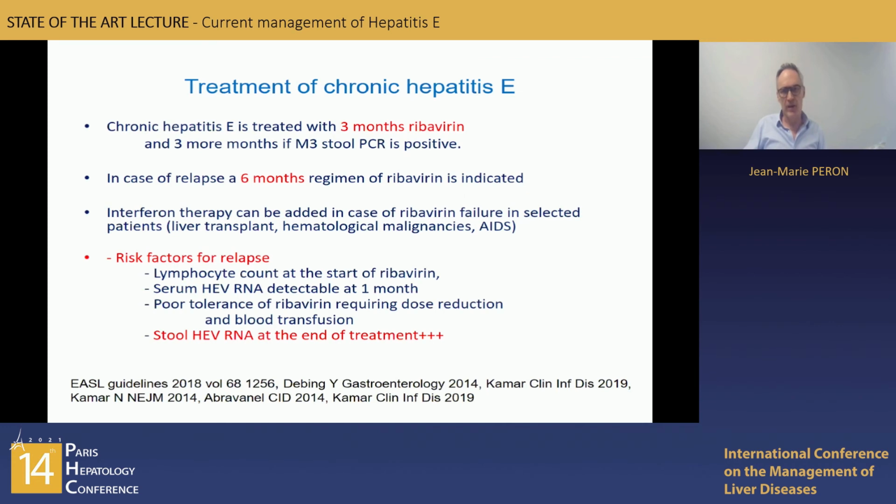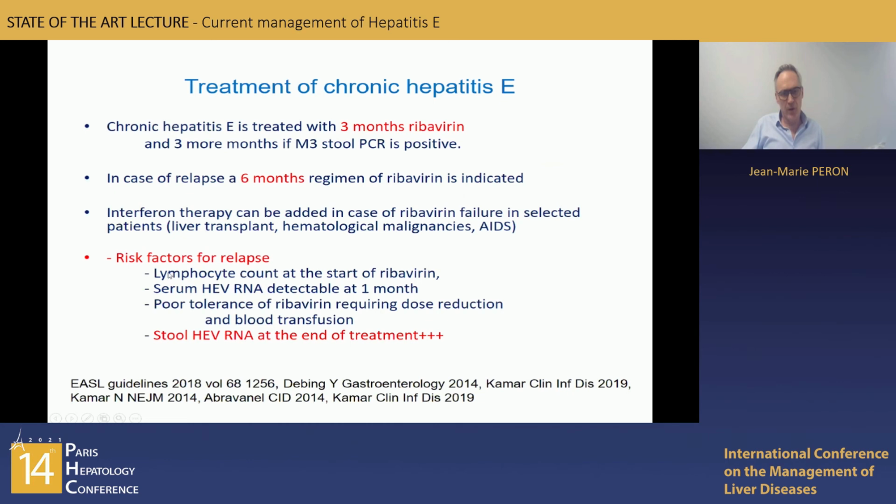So treatment of chronic hepatitis E is a 3 months ribavirin regimen. In case of relapse, you need to treat patient for 6 months. And if ribavirin is not sufficient, then you can add interferon in very selected patients. These are the guidelines from the EASL.